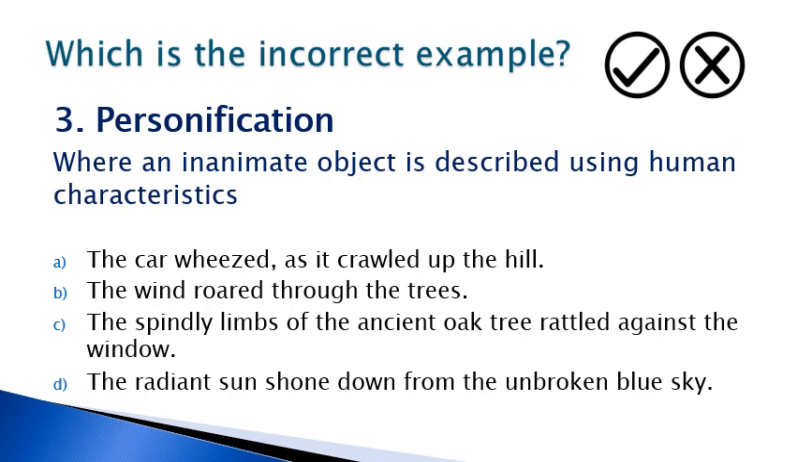And then D, the sun shone down from the blue sky. Is that as though it's living, it's shining down? Is that something that humans do, or something that something living might do, an animal might do? So it's D. D is the one that's not personification. The radiant sun shining down, it's not making it human or animate and alive at all. It's just describing what the sun was doing, how the sun was shining.